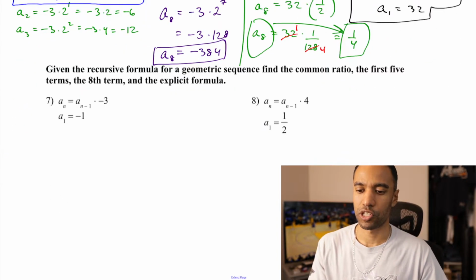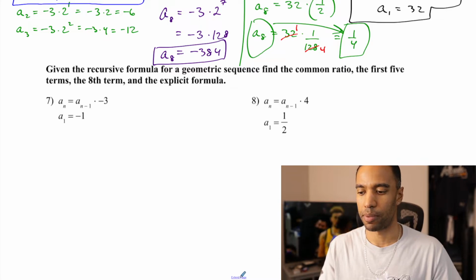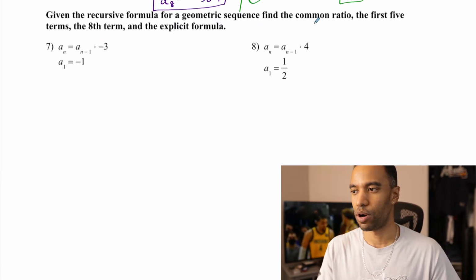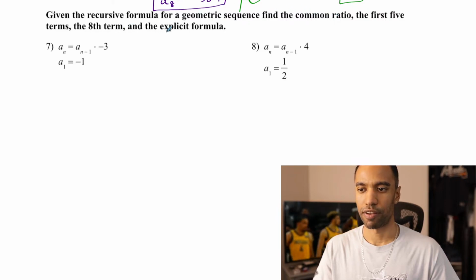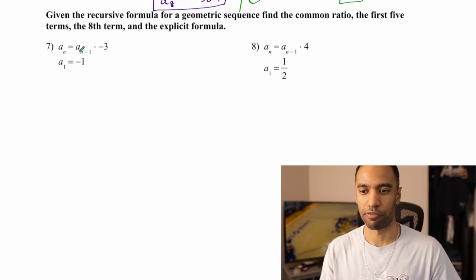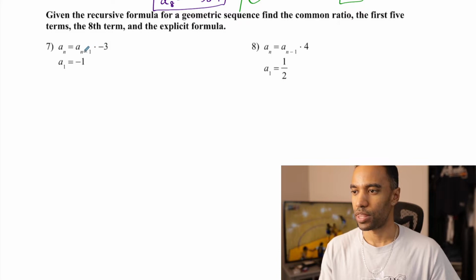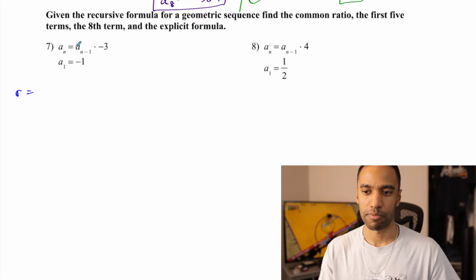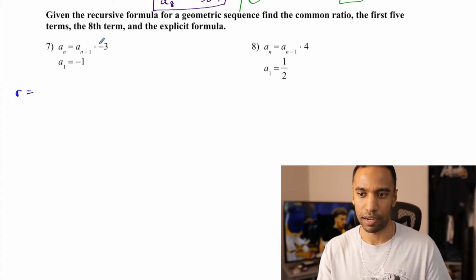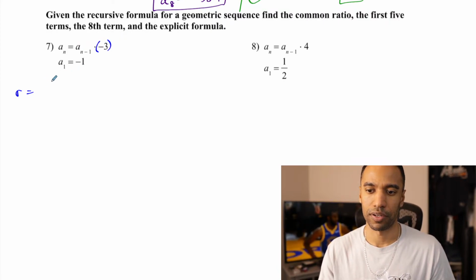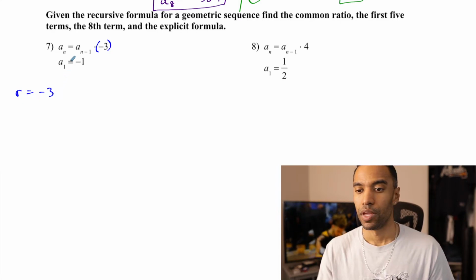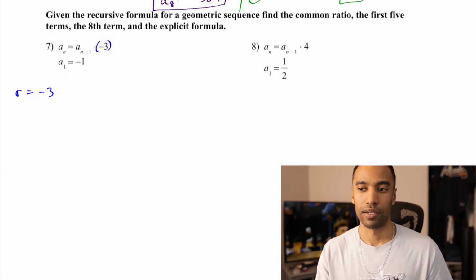All right, number 7, very similar, only you're given the recursive form instead of the explicit form. So let's move to there. Given this recursive form, find the common ratio, first 5 terms, 8th term, and the explicit formula. So we start with the common ratio. In that recursive form, to find the value of some term, take the value of the term before it and multiply by -3. Heck, I would use parentheses around it. The r is -3, so that's the common ratio.